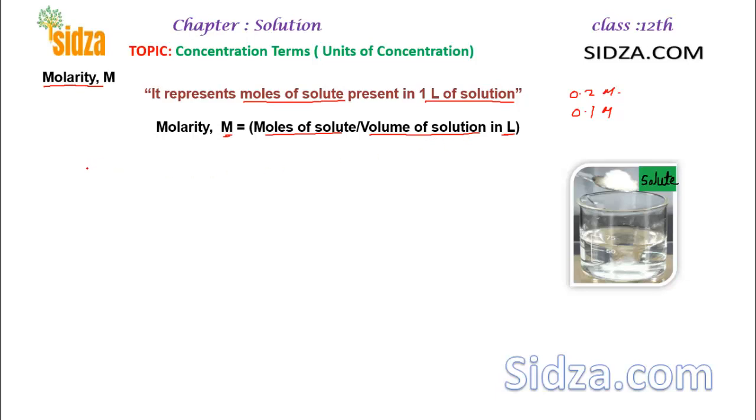So I'm going to express the molarity like this. It is the number of moles of solute divided by the volume of solution in liters. And if I want to express the volume of solution in mLs, then I have to multiply this whole equation by 1000. So let me say n refers to the number of moles.